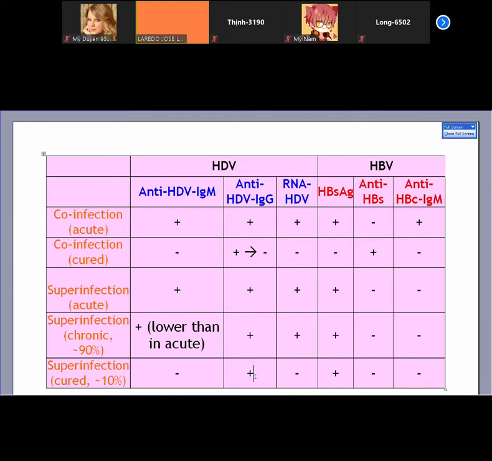Okay, so these are the profiles that we can find in patients infected with hepatitis D virus. Do you have any question about this before we continue? Because this is very important. This is what we do at the Laboratory of Microbiology. Any question?